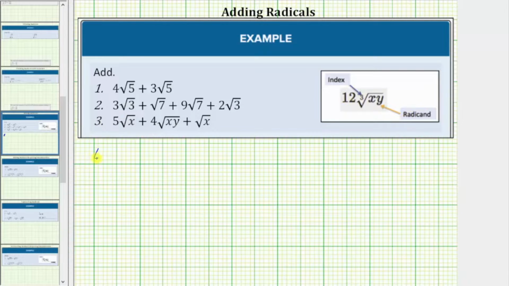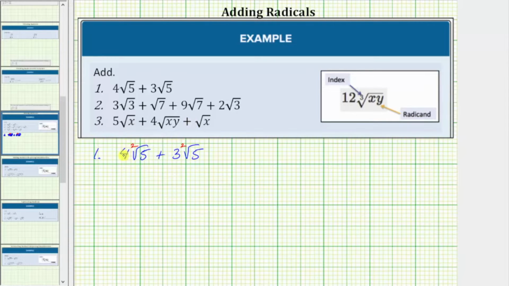Looking at our first example, we have 4 square root 5 plus 3 square root 5. First, notice how both square roots are simplified, and because both radicals contain the square root of 5, these are like radicals, and we can determine the sum. More formally, these are like radicals because both indexes are equal to 2, and both radicands are equal to 5. We add like radicals just like we add like terms.